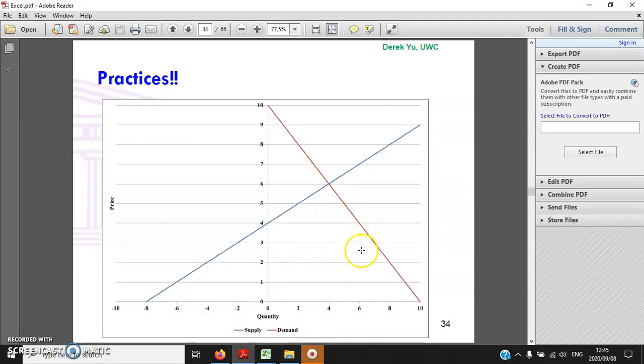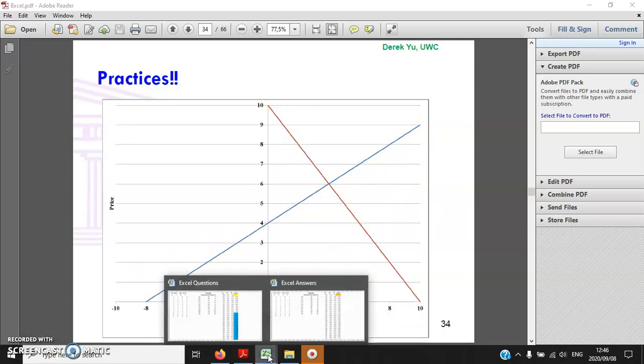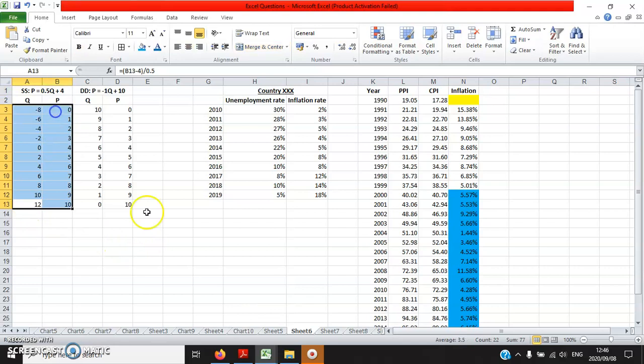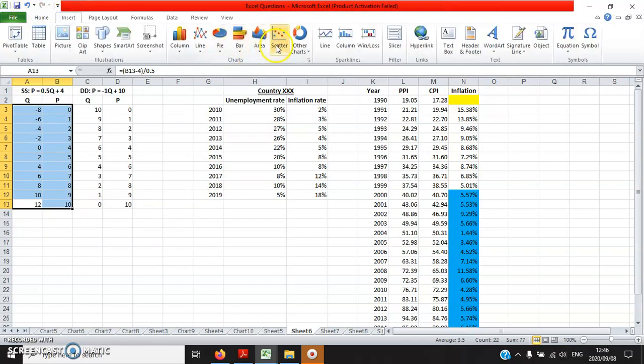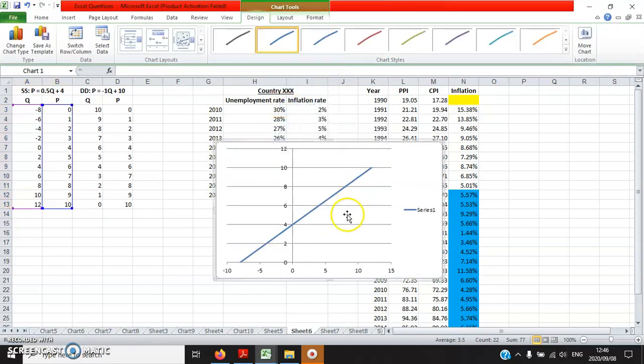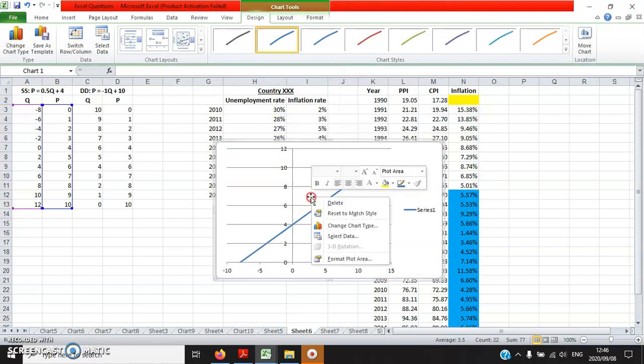This is an XY scatter plot, demand supply curve, but actually we will plot two XY scatter plots in the same figure. And then we want to connect all the markers with a line because both of them are linear lines or linear XY scatter plot. So let's do the first one. Supply, insert, scatter, this one, scatter with smooth lines. So this is my supply curve.